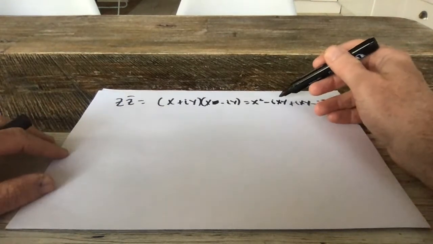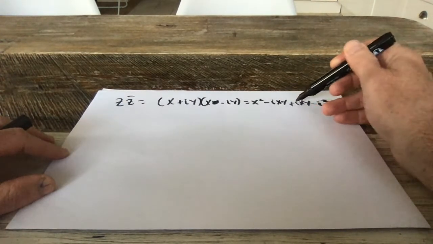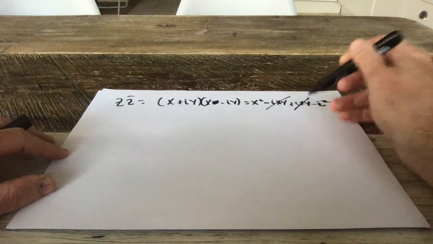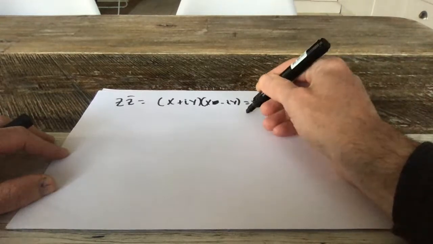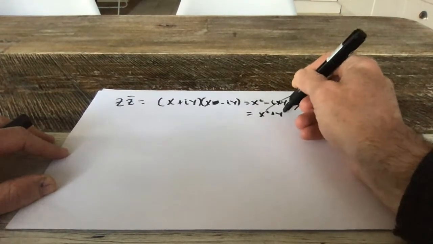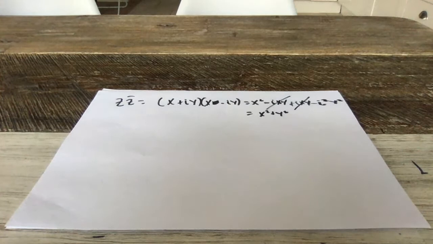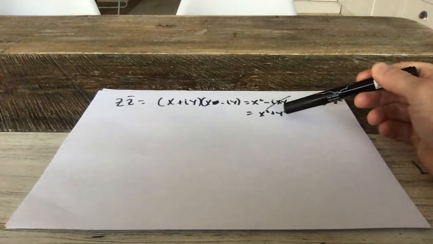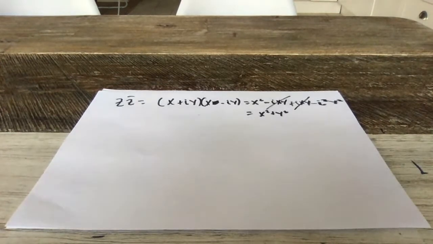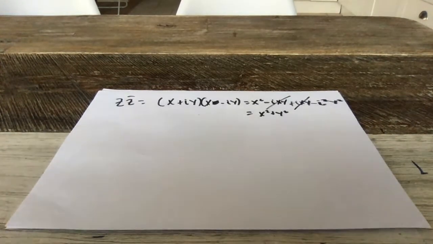And here, look, you see cancellation: minus i xy plus i xy. These will cancel, and i squared is equal to minus 1, and minus 1 gives you plus 1, so you get x squared plus y squared. And that's a really important little result. If you multiply z by z bar, its conjugate, you get x squared plus y squared. And remember, x is just the real part and y is the imaginary part. So z times z bar is the real part squared plus the imaginary part squared.